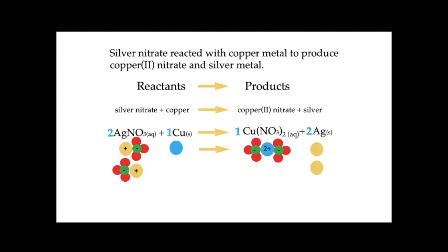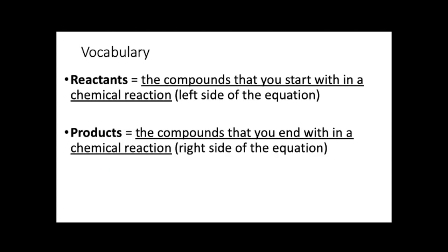So a couple of vocabulary terms to write down here. Reactants are the compounds that you start with in a chemical reaction. It's the left side of the equation. Products are the compounds that you end with in a chemical reaction, the right side of the equation.